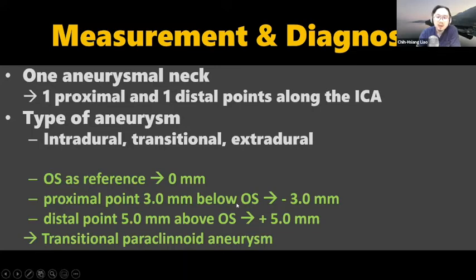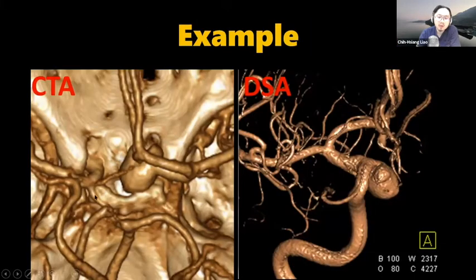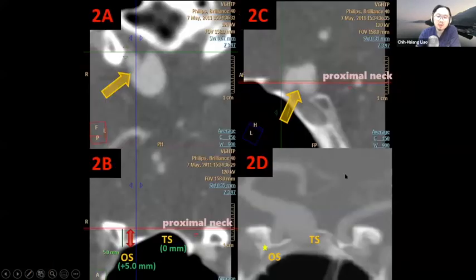So let me show you an example. This aneurysm, CTA and DSA. And in the workstation, we can examine the source image of the CTA. The 2A is the axial cut, and the yellow arrow shows the proximal aneurysmal neck. And this is the sagittal cut. The proximal neck is here.